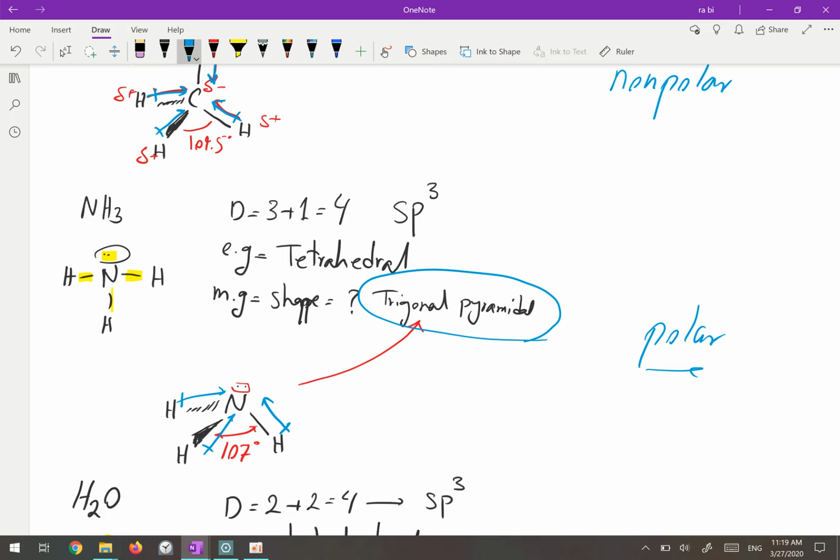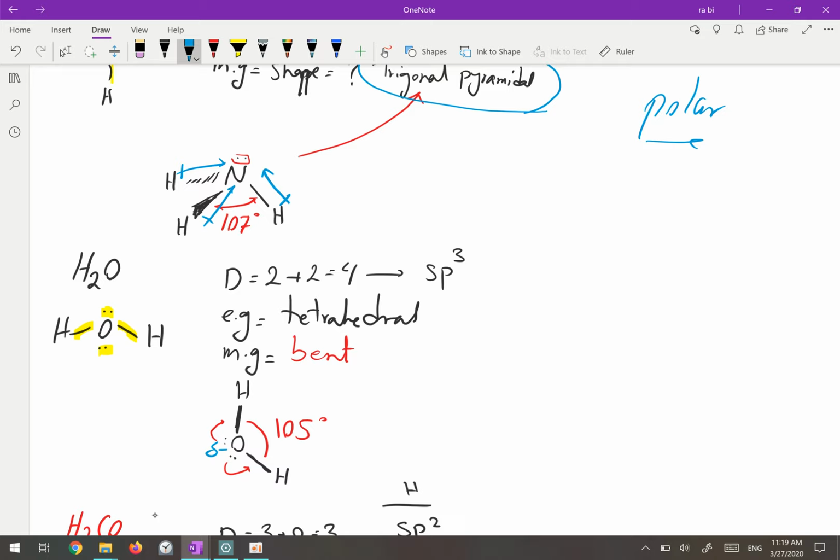Water molecule, because the water molecule is bent, on oxygen you have partially negative, on hydrogen you have partially positive, so you have one dipole moment in this direction, one dipole moment in this direction, they cannot cancel out each other, so your molecule becomes polar. Again, when your molecule is bent or V-shaped and you have polar bonds, they cannot cancel out each other, so your molecule becomes polar.